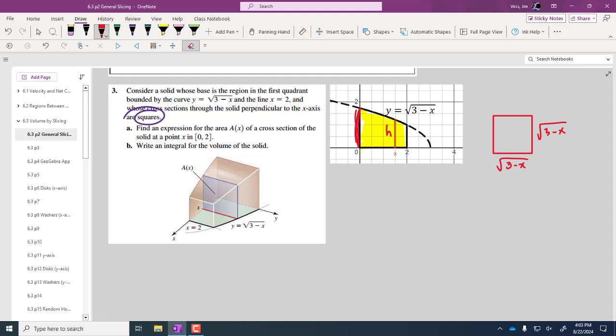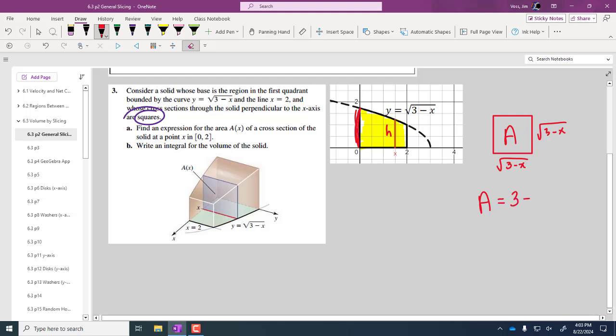All right, so now this is generalized here, so we want the area of the square. What is the area of that square? 3 minus x, because we're going to multiply the height times the width, the base times the height. And if you take a square root and you multiply it by itself, i.e. square it, the square root goes away. So we're going to end up with an area that's 3 minus x.